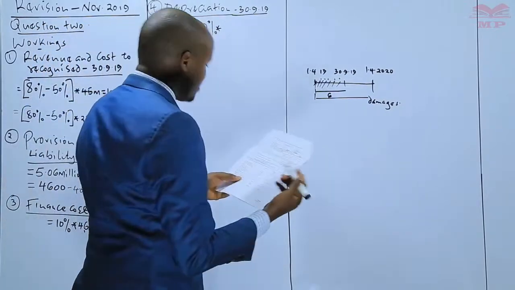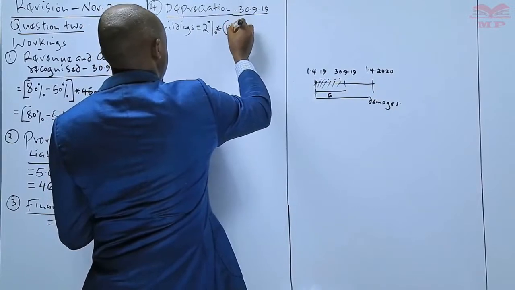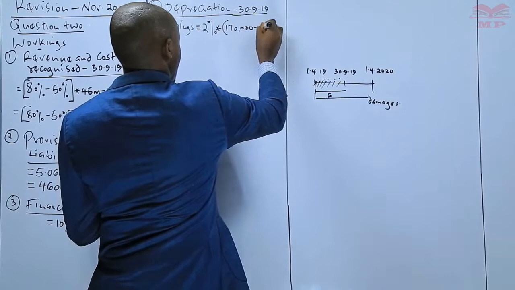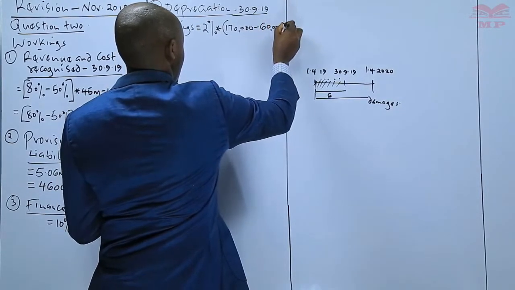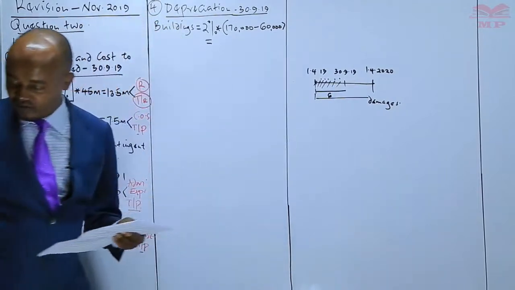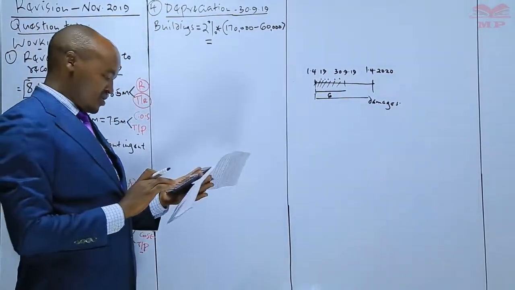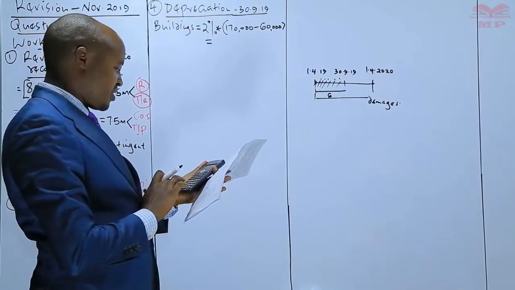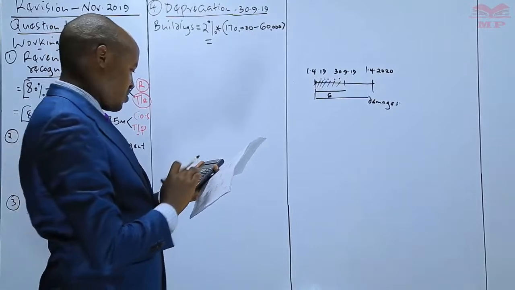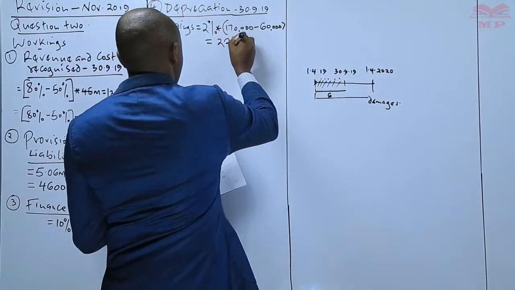So if we take 170, which includes the cost of land and building, we less the cost of land, which is 60. So we will be left with the cost of building. We get now 2% of that. So let's compute that. We have 110,000 times 0.02. That will give us 2,200.